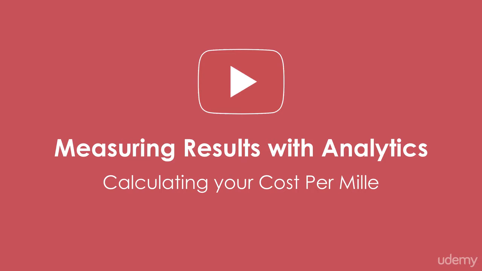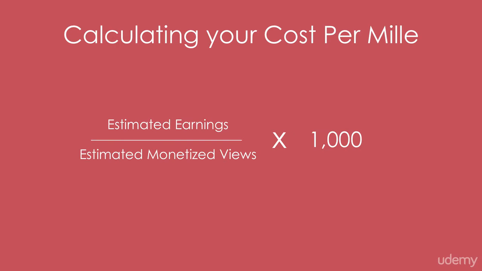So there's a simple calculation. There's an equation that you can use to calculate your personal cost per mille, and that is your estimated earnings divided by your estimated monetized views, multiplied by 1,000. And those two stats, the estimated earnings and the estimated monetized views, are things we saw in the last video, which was about your earnings reports in your YouTube Analytics.